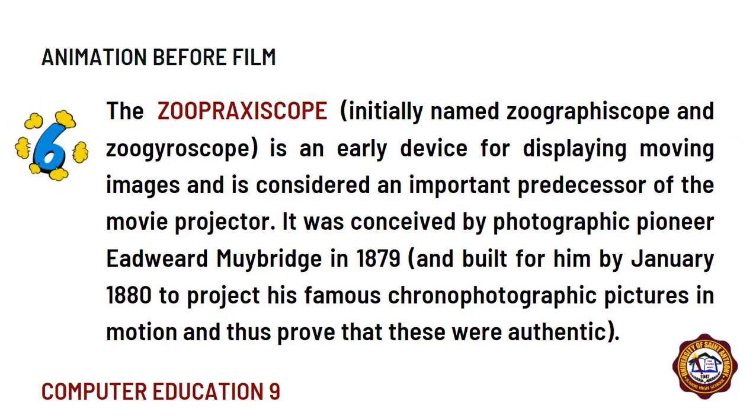Zoopraxiscope. And ito naman, from the word itself, zoopraxiscope. Initially named zoogyroscope and zoopraxiscope, it is an early device for displaying moving images and is considered an important predecessor of the movie projector. It was conceived by photographer pioneer Eadweard Muybridge in 1879 and built for him by January 1880 to project his famous chronophotographic pictures in motion and thus prove that these were authentic.